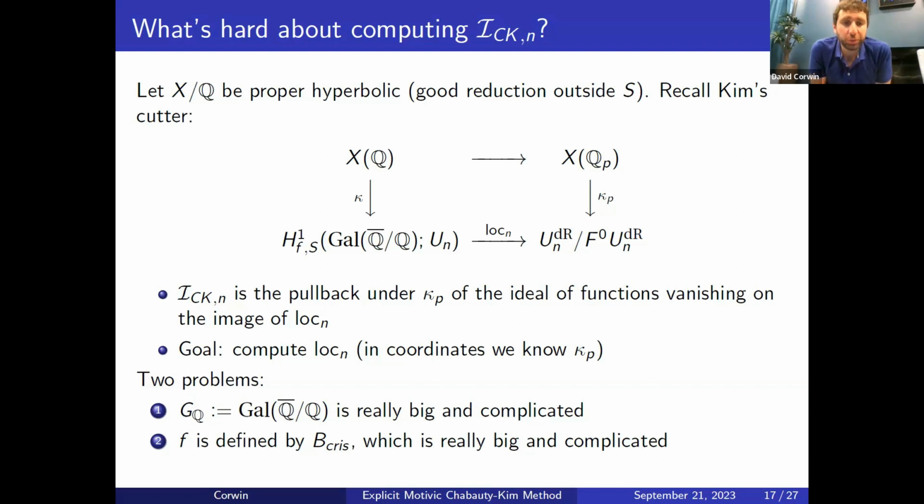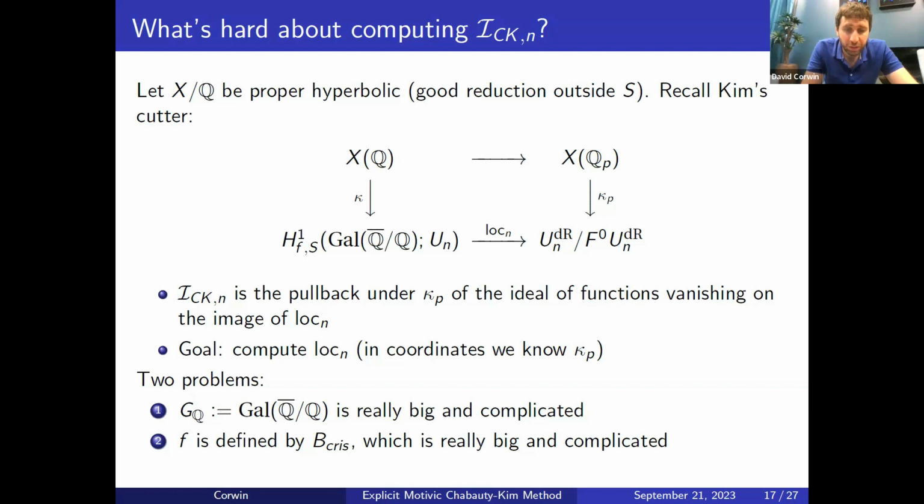Now, the two problems with computing loc n, or especially with understanding the lower left object in this square diagram, is first of all that the Galois group of Q bar over Q is really big and complicated. Some people would say that the whole theory of number theory, or at least algebraic number theory, is understanding this group. And so when I say the Bloch-Kato-Selmer conditions, I think if you learned about non-abelian Chabauty, hopefully you mentioned them. That's for defining the Selmer variety here.